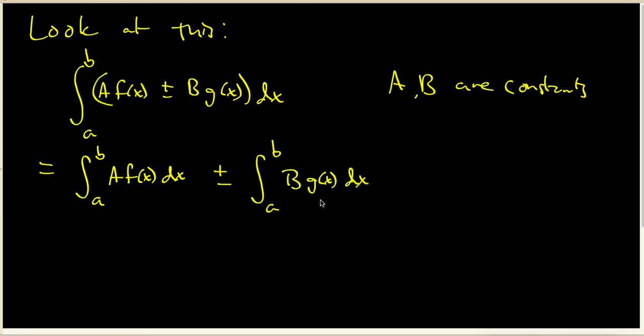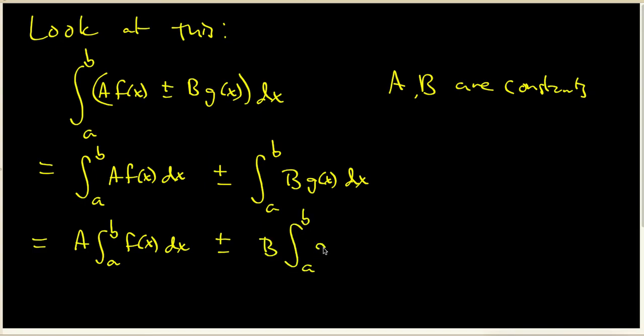Now, our second linearity property lets us rewrite both of these integrals by having the A float outside that first integral sign and the B float outside the second integral sign. And when we do that, we wind up getting capital A times the integral from a to b of little f of x dx plus or minus capital B times the integral from a to b of little g of x dx.